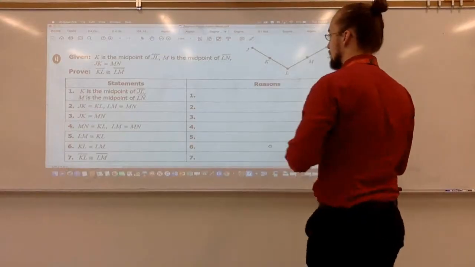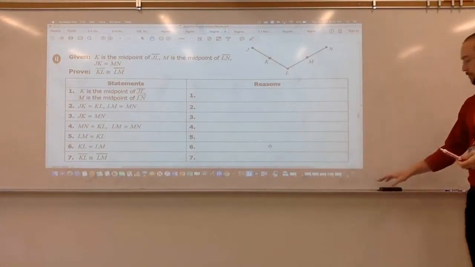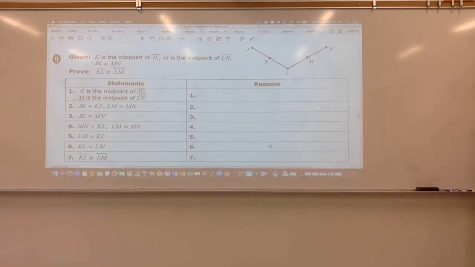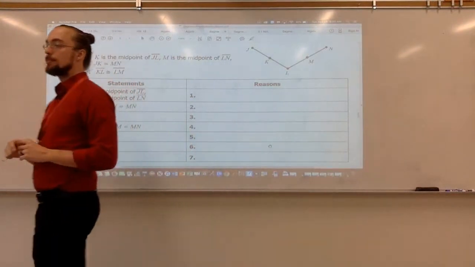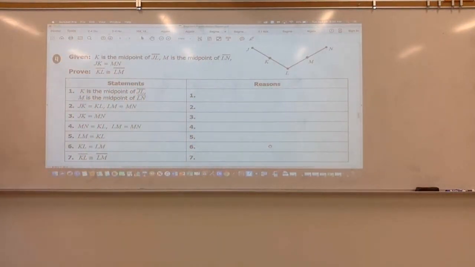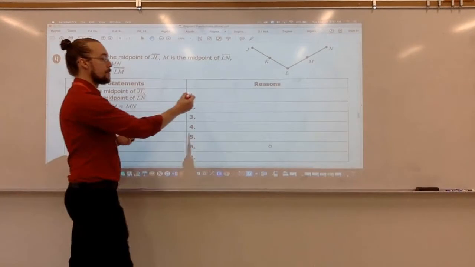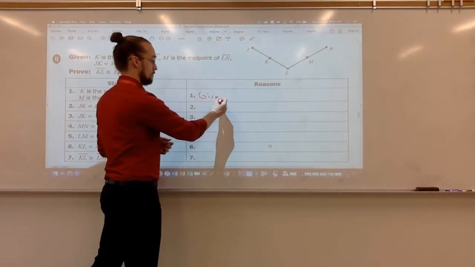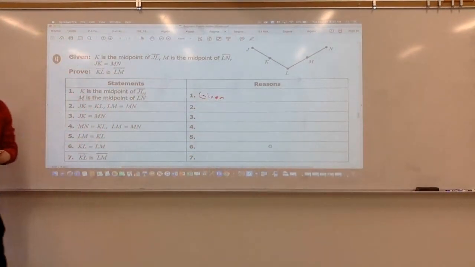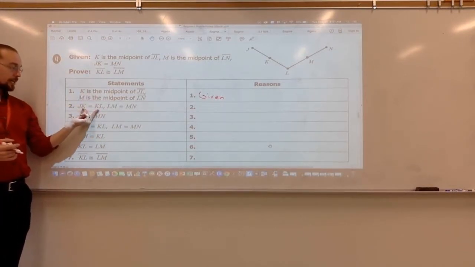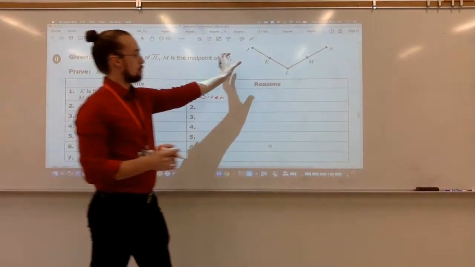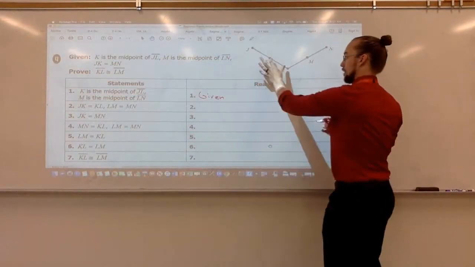All right, let's take a look at number 4 here. So I'm given a lot of information here. I'm given that K is the midpoint of JL, and M is the midpoint of LN, and JK equals MN. First, these two statements about the midpoint, obviously that's given to us. Well then, from that, they conclude that JK equals KL. So we're saying if K is the midpoint, JK equals KL.